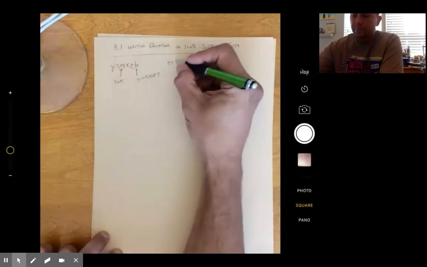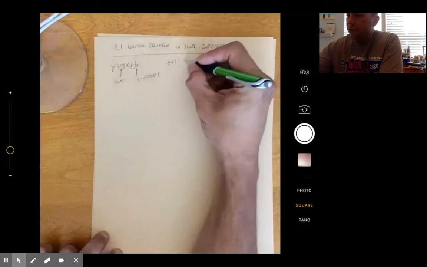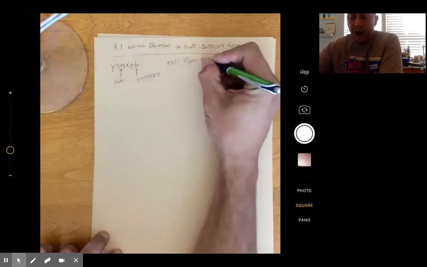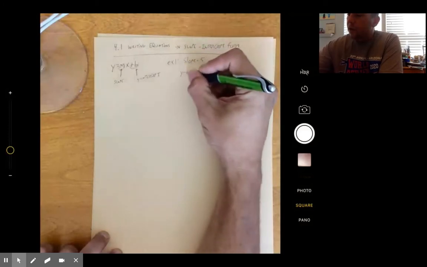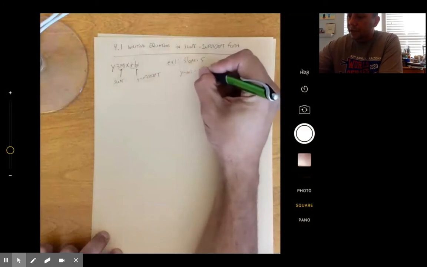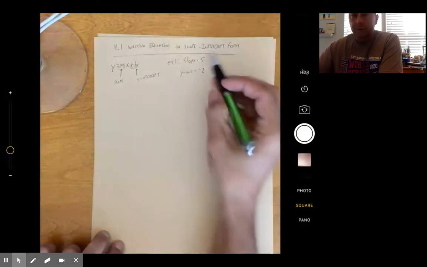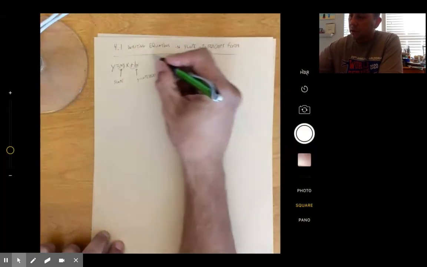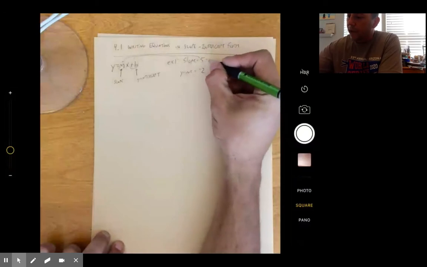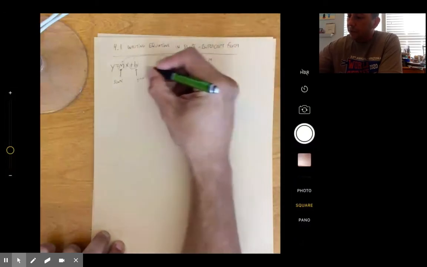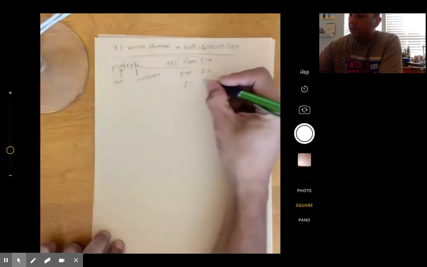The first example would be if I gave you a slope number of, say, 5, and I tell you the y-intercept is equal to, say, -2, how would I write an equation for that? Well, I simply take these numbers and I plug them in for m and for b. So this would be y equals 5x minus 2.